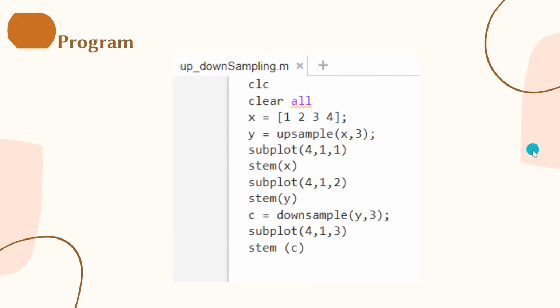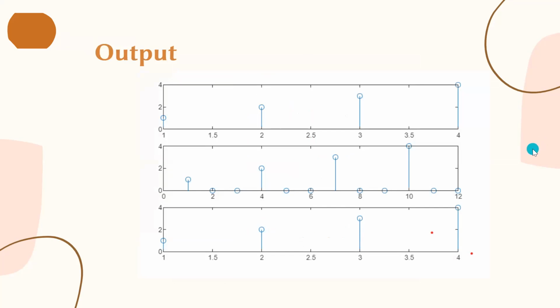Next slide. As we saw in the code, this is the output for that. Here the first is the original signal. Then it is upsampled, and here two zeros are added in between every sample. And after downsampling this upsampled signal Y, we get the original signal as the output. Next slide.